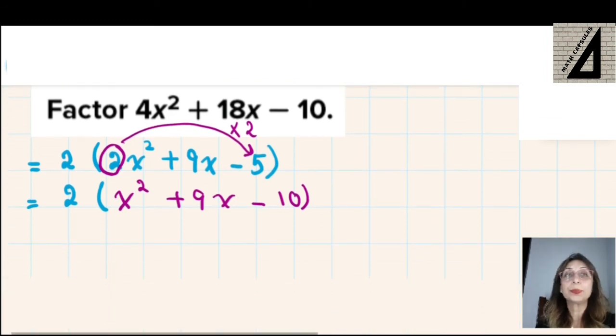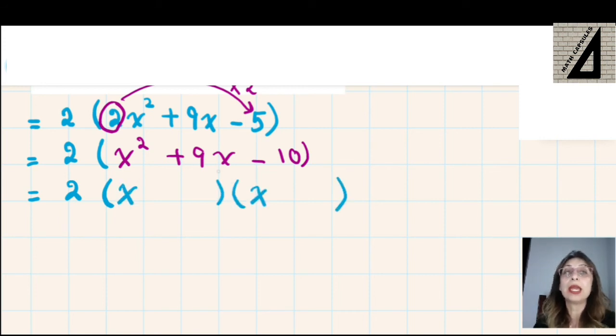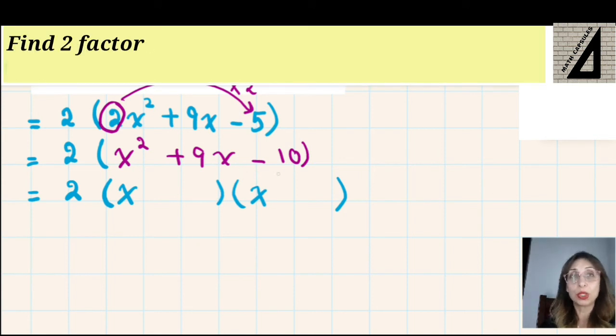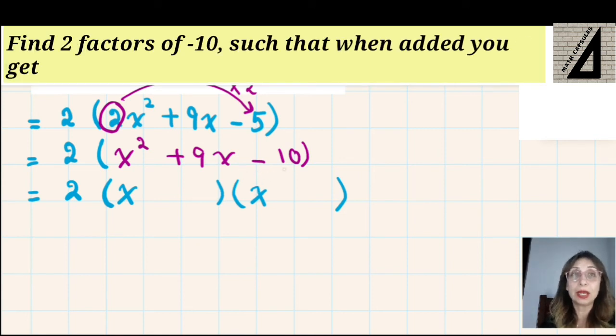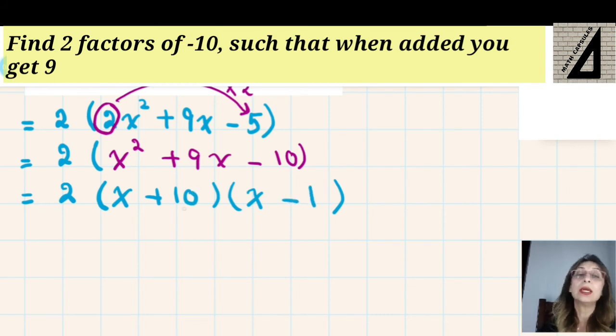Now you can factor this bracket. Remember also the 2 remains as it is outside the bracket, and we'll factor this bracket into two brackets, with an x here and an x here. And what are the two numbers that when you multiply you get negative 10, and when you add you get positive 9? Of course, it is positive 10 and negative 1. When you add 10 minus 1, it is positive 9, and when you multiply positive 10 times negative 1, it is negative 10.